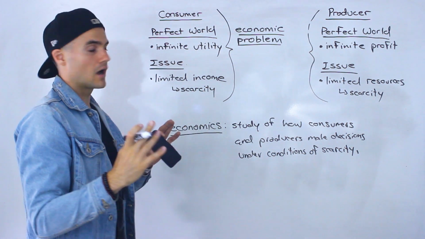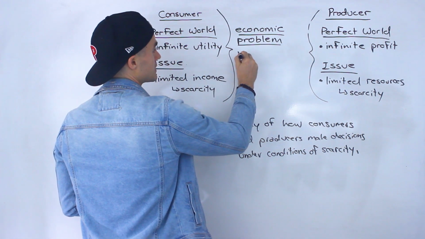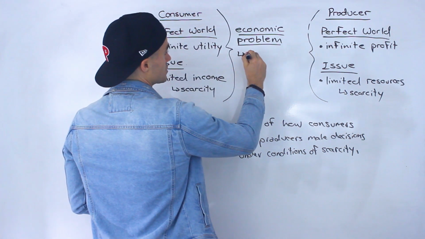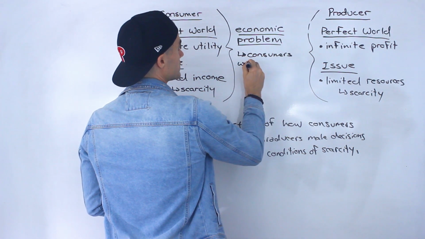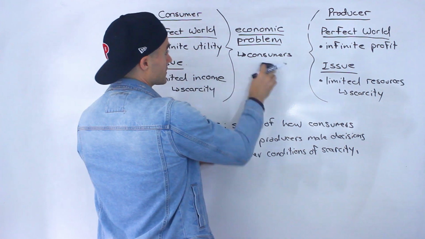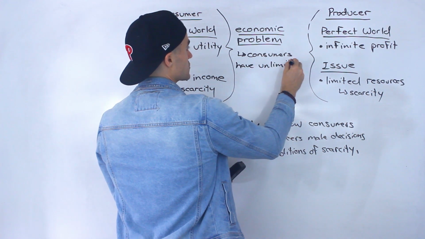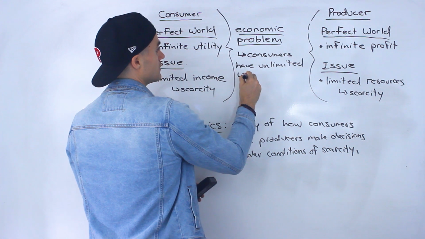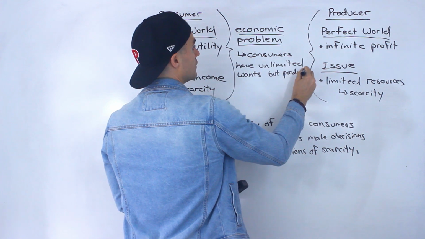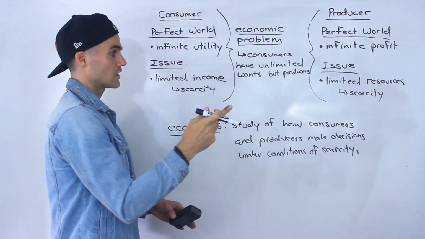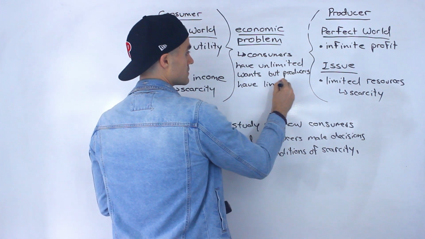And again, a concept that you may see different definitions of. A popular one is they'll say that consumers want or have unlimited wants. That's where that unlimited wants expression comes from. So consumers have unlimited wants, but producers can't satisfy those unlimited wants because they have limited resources.